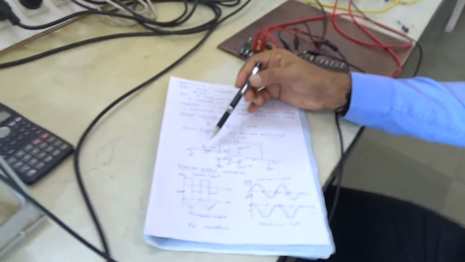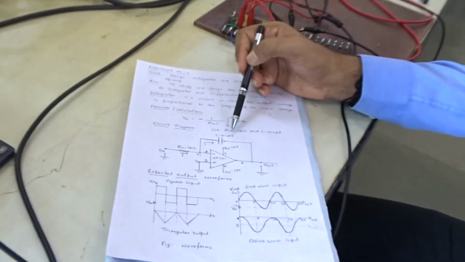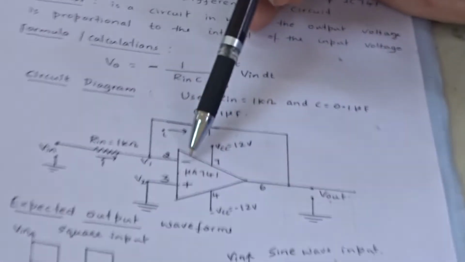Now we will discuss the working of the integrator circuit. The figure shows the op-amp as an integrator. First we will discuss the components used in the circuit diagram. Here I used one resistance Rin equal to 1 kilo ohm, and one capacitance of 0.1 microfarad, and this resistance is connected to the inverting terminal of an op-amp.